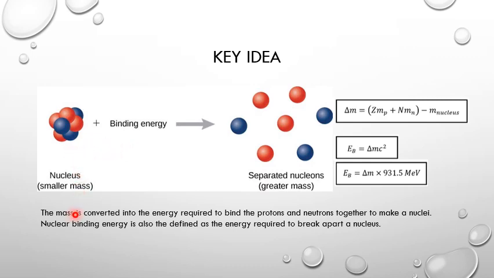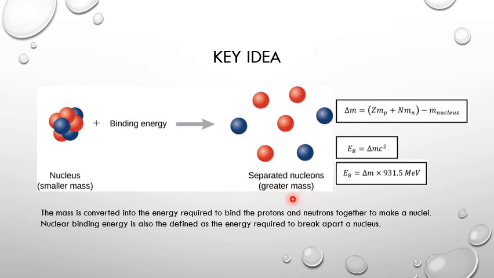That is because some of the mass has been converted into energy that is required to bind the protons and neutrons together. So the nucleus has smaller mass than the separated nucleons because part of the mass has been converted into energy. Now if you want to split this nucleus back into nucleons, what are you going to do? You need to add the same amount of binding energy into the nucleus to break it apart. Therefore, binding energy is defined as the energy required to break apart a nucleus so that it goes back to its separated nucleons.